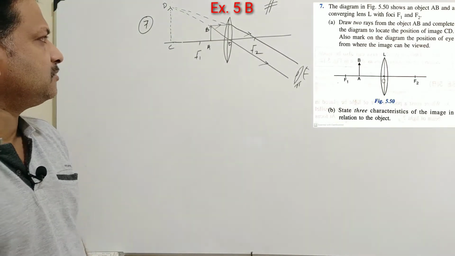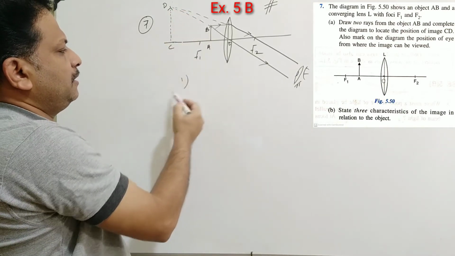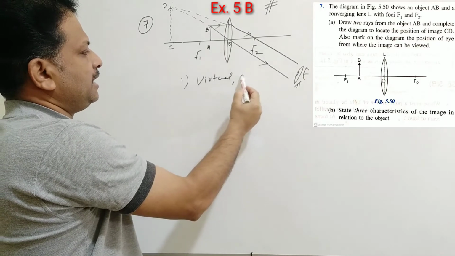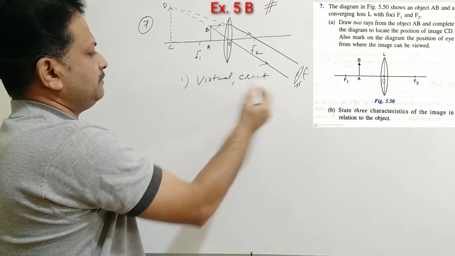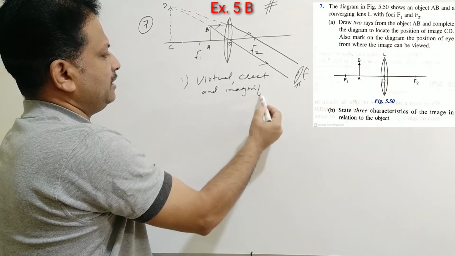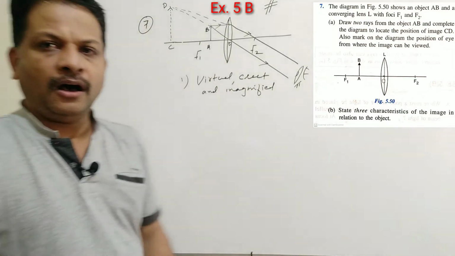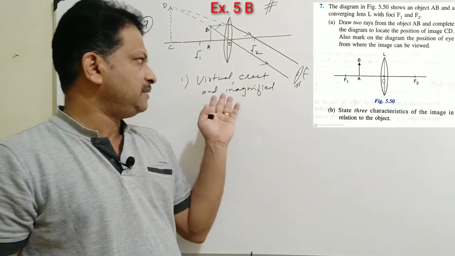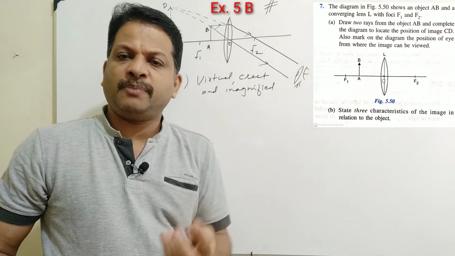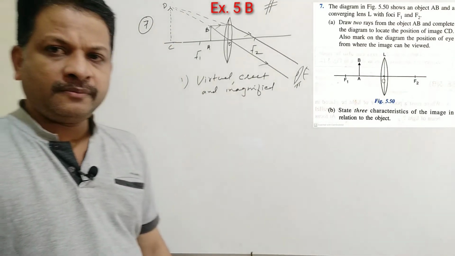What are the characteristics of the image? This type of image represented by dotted line is a virtual image. They are erect or upright, and magnified. Clear? The image is magnified, or bigger than the size of the object. So this lens is used to read letters from a book or to observe the tiny parts of a wrist watch. So that part is clear to you.